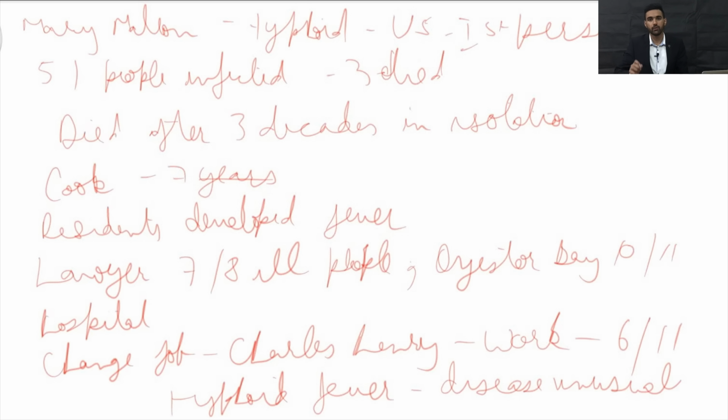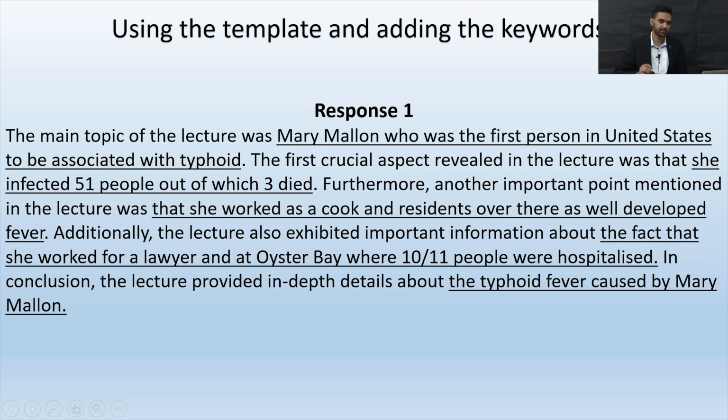So in case I use the same template I discussed in the video before to retell this lecture, my response will be something like this. The main topic of the lecture was Mary Mallon, who was the first person in the United States to be associated with typhoid. The first crucial aspect revealed in the lecture was that she infected 51 people, out of which 3 died.